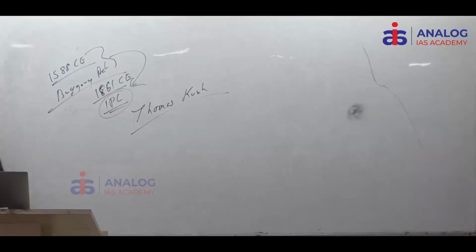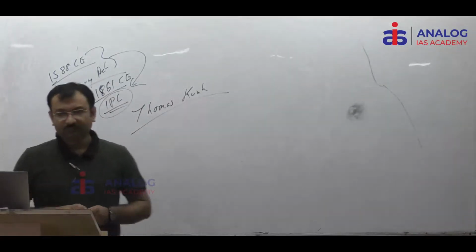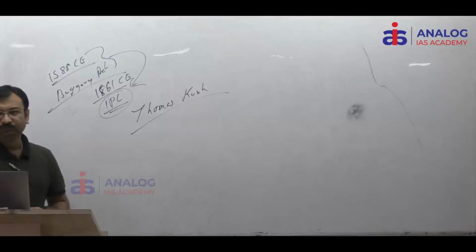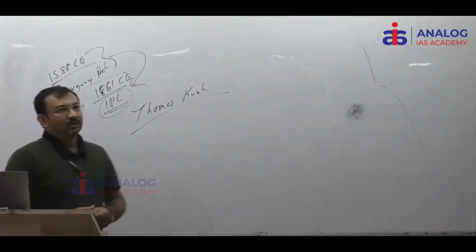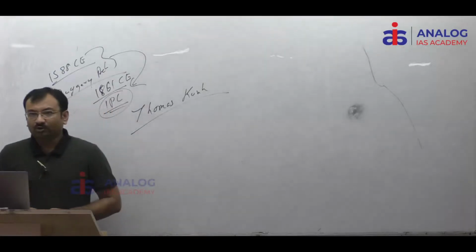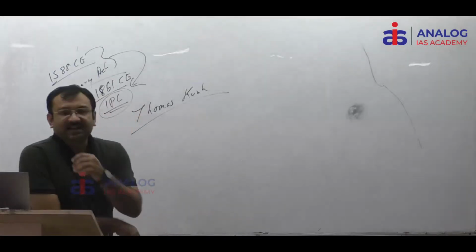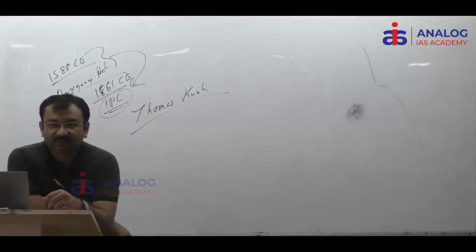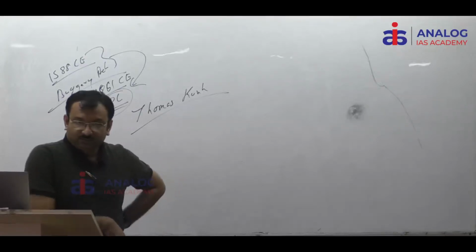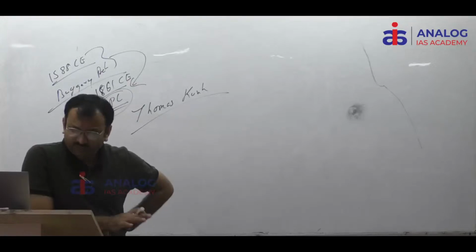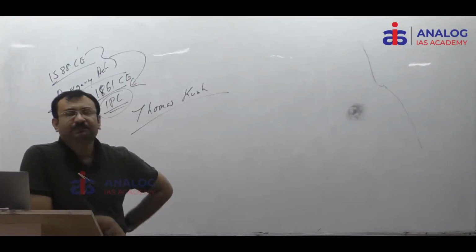Thomas Kuhn is also a very famous sociologist. On one occasion, he started blaming the scientists like anything. He starts pointing out the subjectivity in natural science research. Let's discuss this, then we'll write.